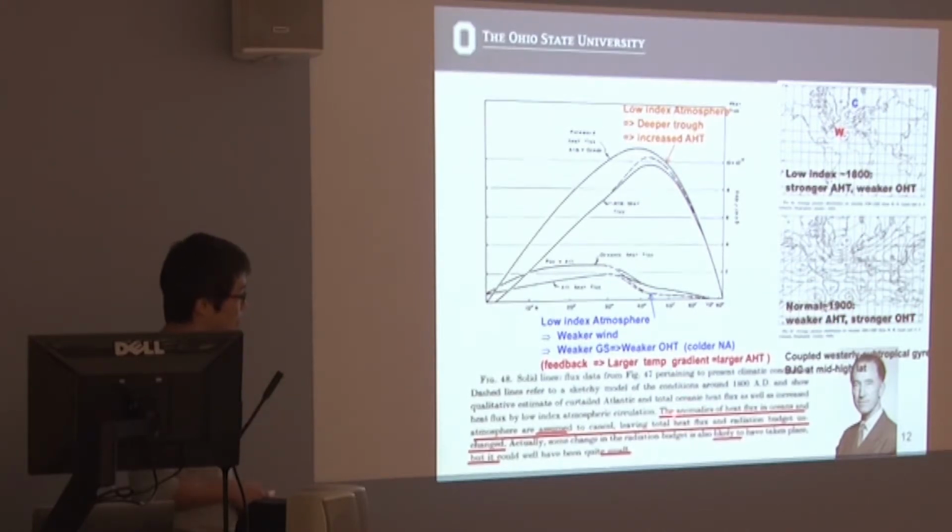Then he says that the anomalies of the heat flux in the ocean and atmosphere are assumed to cancel, leaving the total heat flux and the radiation budget unchanged. Actually, the total heat flux and the radiation budget are changing, but it is very small.